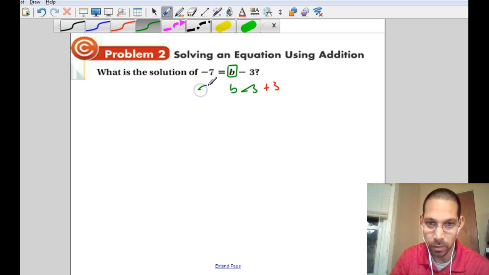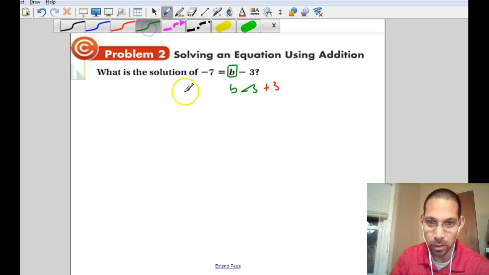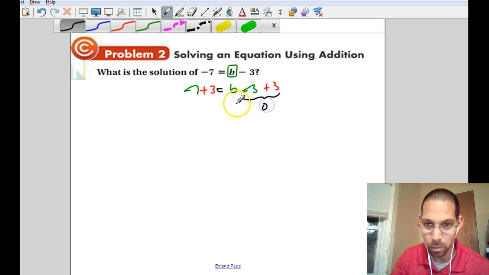Okay, so if you had negative 7 over here, you'd have to add positive 3 to it. This still keeps the equation balanced because on this side you added 3 and on that side you added 3. Of course, right here when we have a negative 3 and a positive 3, that's just 0. So if you like, you could write it out like this, b plus 0. Most people skip that step and they'll just have b.